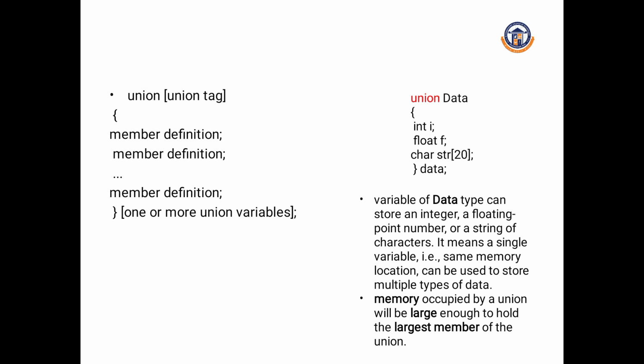So the largest member present here is this character. Since the character stores 1 byte, and I have allotted 20 memory characters, 20 bytes will be allotted for the whole union. That 20 bytes will be used by the integer, that 20 bytes will be used by the float, and that 20 bytes will be used by the character.